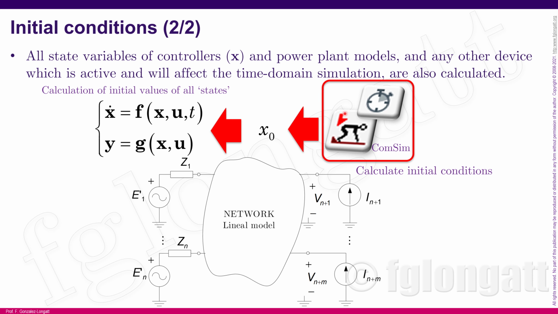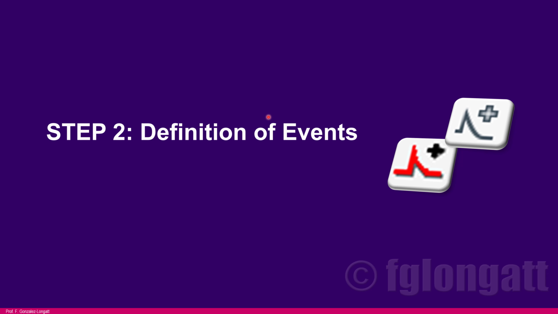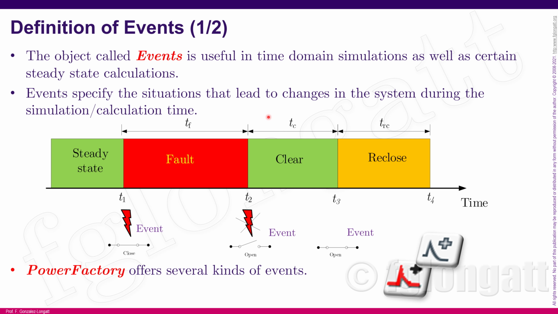Then we have step number 2. In the simulation, there are people that use another step before this. I will use here step number 2 as the definition of events. Remember, an event is any change that we introduce inside the power system in order to excite the dynamic processes. It's similar to the events or disturbances when we were talking about power systems. In a power system, when we have a disturbance, it's because there is a change inside the power system. This is an event here inside Power Factory. The event is basically the definition of changes inside the network.